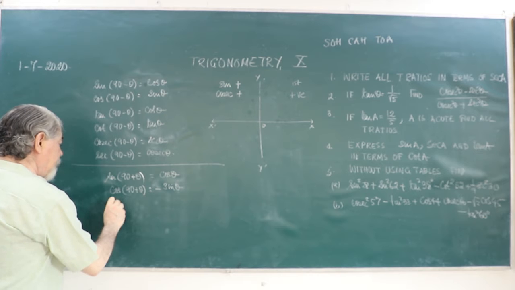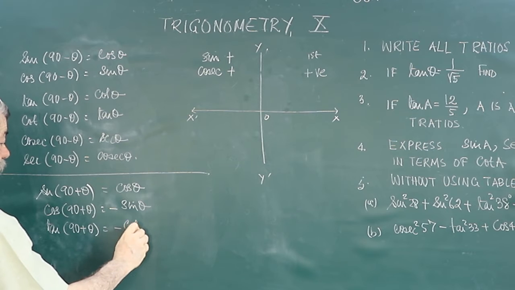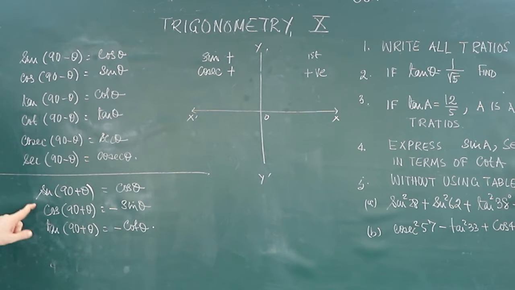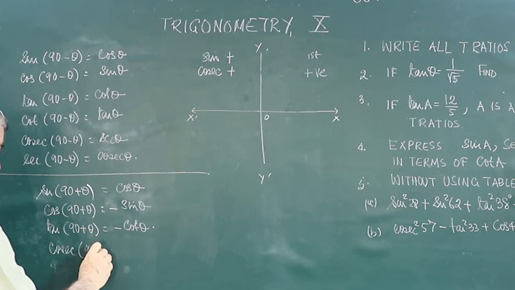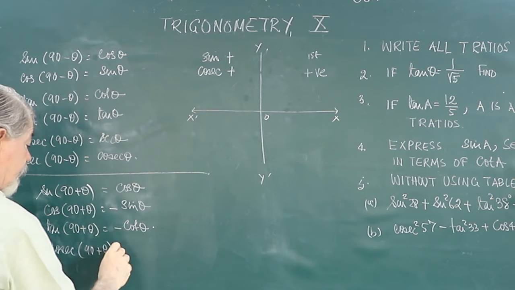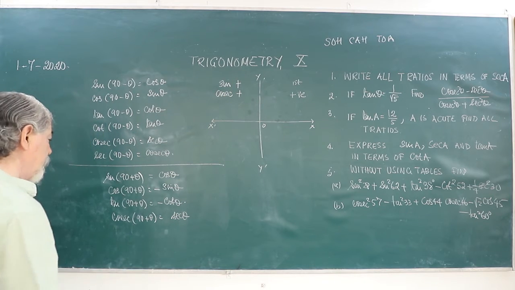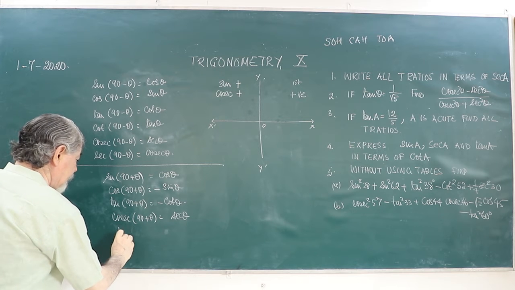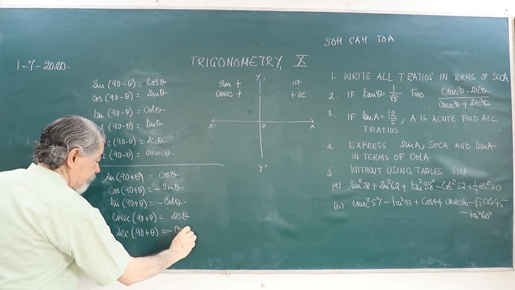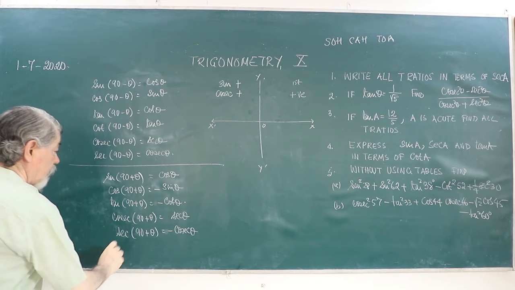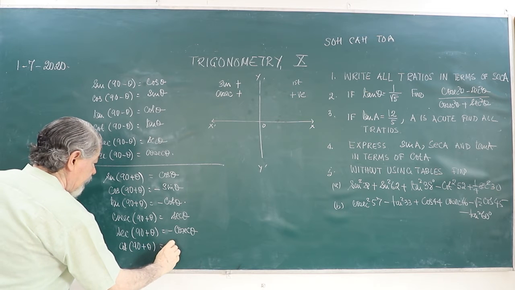For example, tan 90 plus theta will become minus cot theta. Cosec 90 plus theta, cosec changes to sec. It will be sec theta. Why? Because cosec will remain plus. Now, after cosec, sec 90 plus theta will become minus cosec theta. And cot 90 plus theta will become minus tan theta.